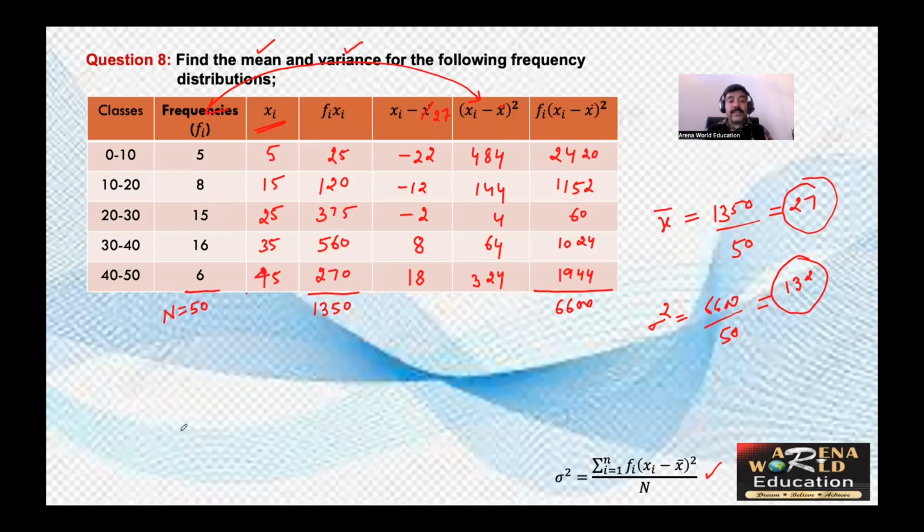Just like the previous question, if you want to find standard deviation, that is what? That is simply the square root of variance. So your answer will be under root 132. Right? So let us move to the next question.